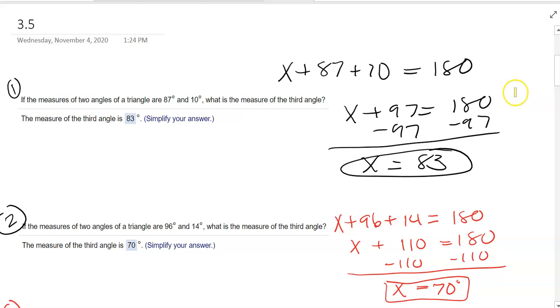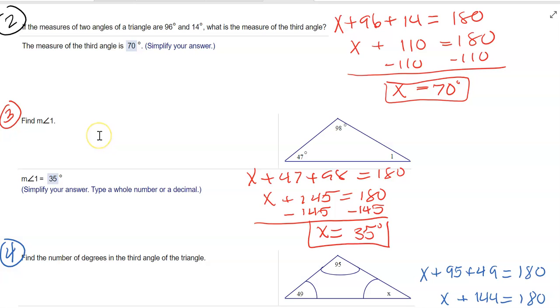And this will be the process for number 2 as well. We see we have two angles here, 96 and 14. We add those and subtract from 180. And with number 3, we have the same process except we're given a triangle to look at. We simply just add these two angles given and subtract from 180.